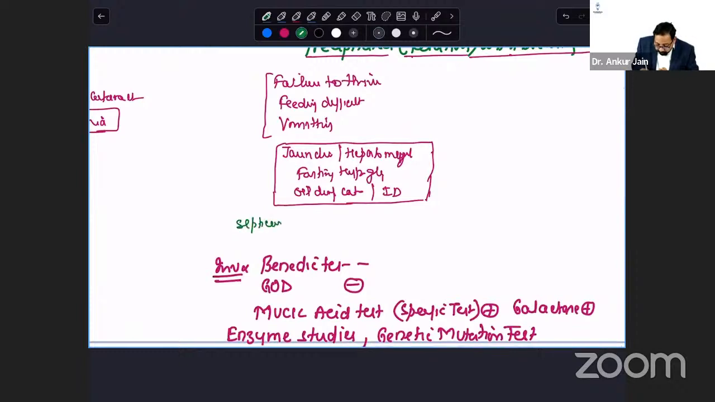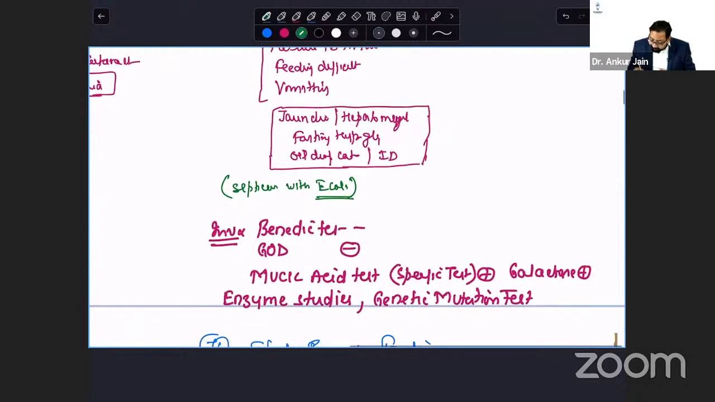Septicemia with E. coli. The reason I'm telling you is that they will give a clinical scenario in which the symptoms are suggestive of classical galactosemia, and they will add microbiology integration, asking which of the following microorganisms is most commonly associated with septicemia in this patient. The answer would be E. coli. Investigation: Benedict test would be positive.